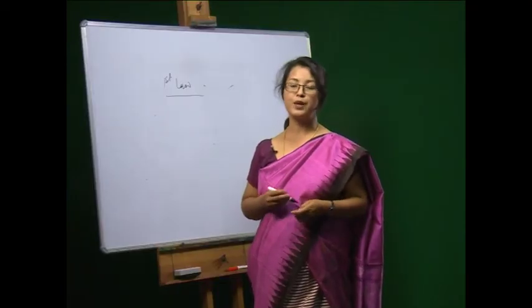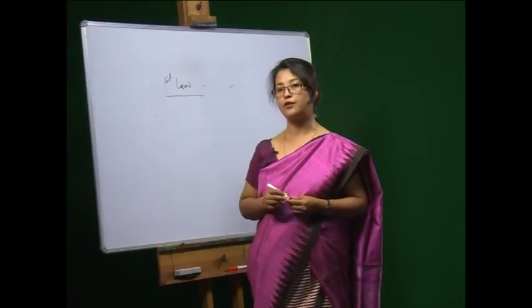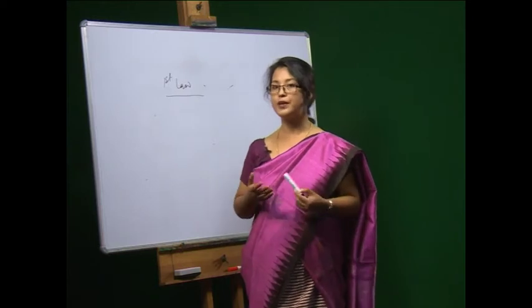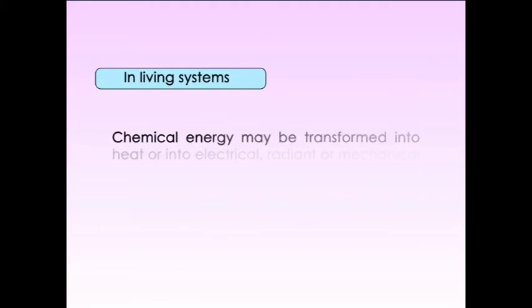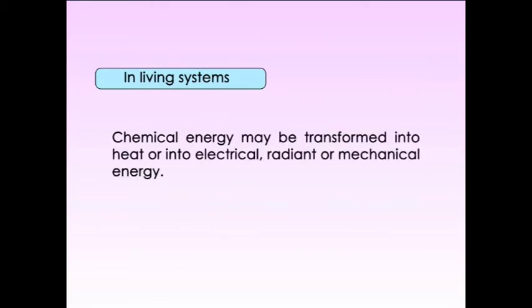However, energy may be transferred from one part of the system to another or may be transformed into another form of energy. In living systems, chemical energy may be transformed into heat or into electrical, radiant, or mechanical energy.